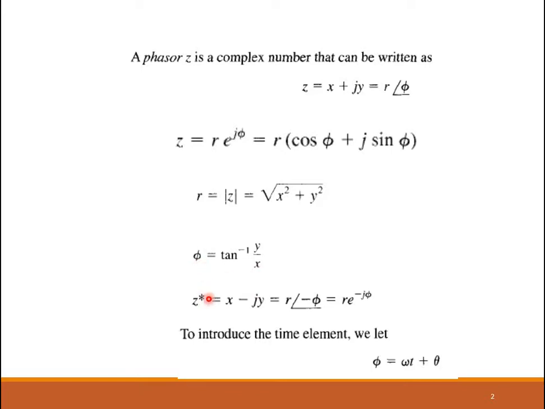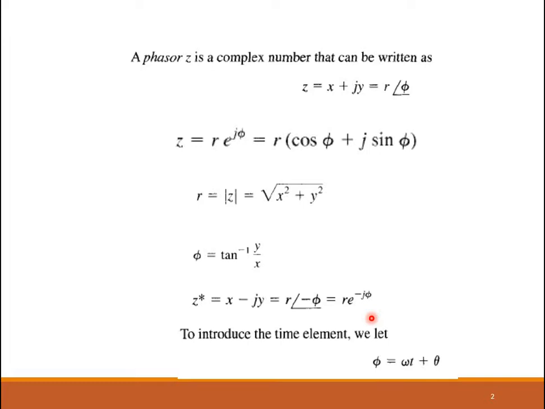What will the complex conjugate of this z be? It will be x minus jy. So what happens to the angle? The angle is written as minus phi. And in polar form, again, it is written as r e raised to minus j phi. So these are some very basic concepts about representing a phasor.